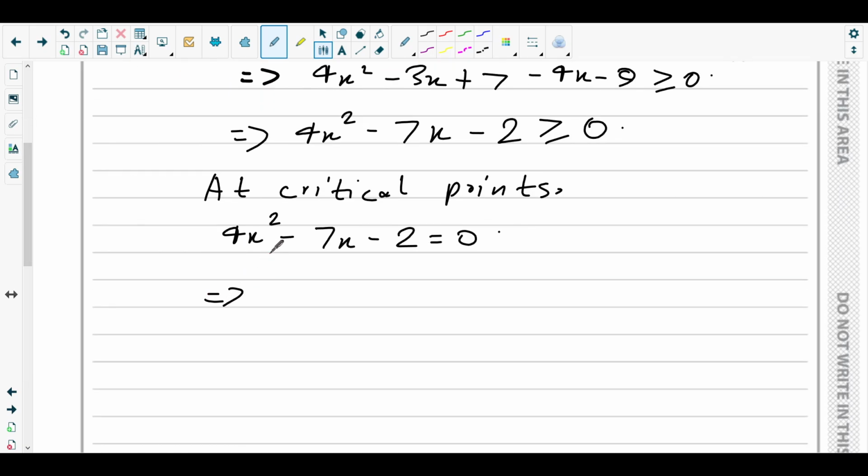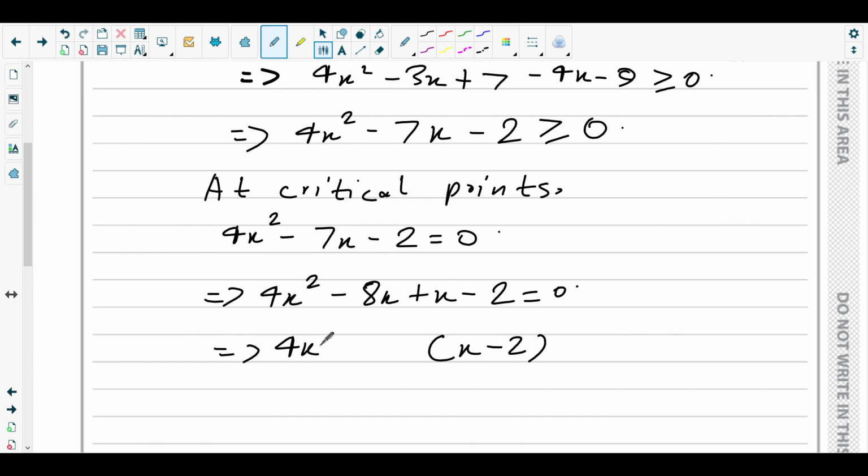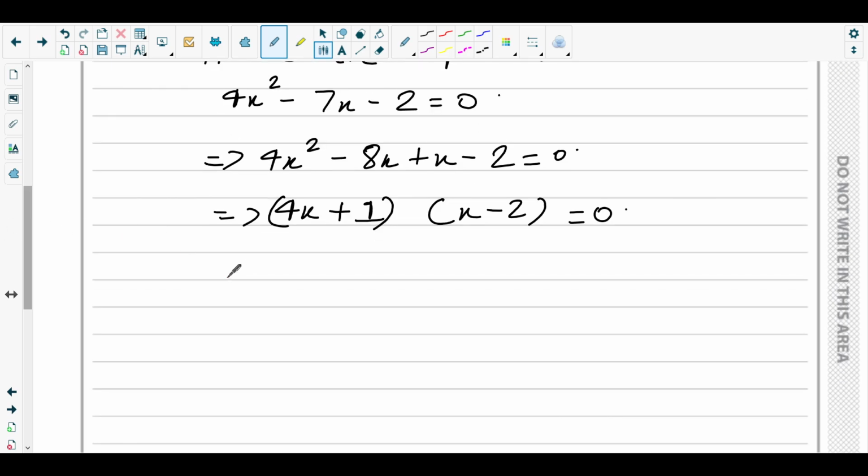Now if you solve for x, what we can do is split the middle term. 4 times 2 is 8. So 4x² − 8x + x − 2 = 0. From there, take 4x common from the first two terms, so you will get (x − 2), and from x − 2 take 1 common, so you will have the (x − 2) factor. So the two possible critical values here: x = −1/4 or x = 2. So we got the critical values.